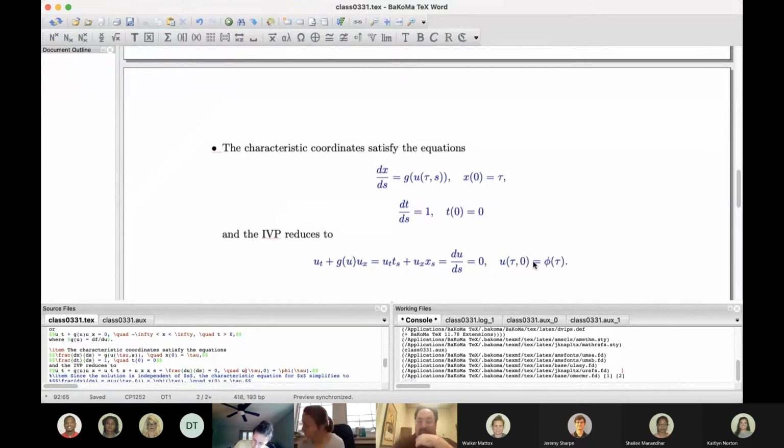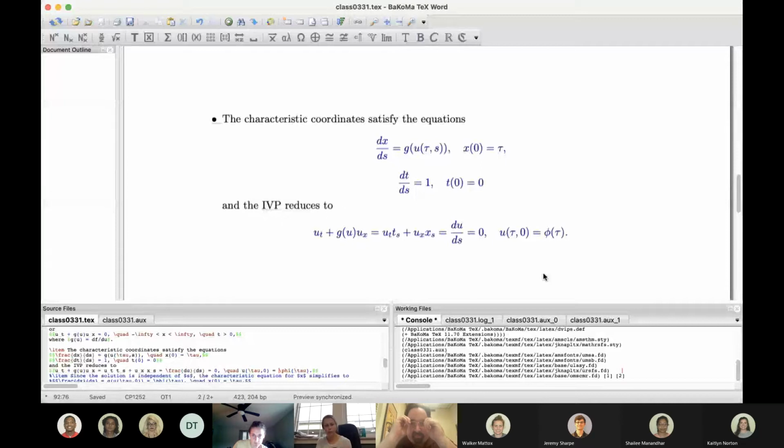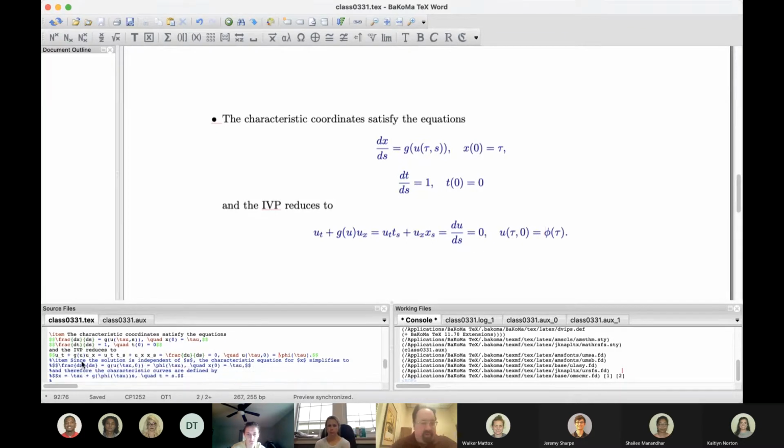Any questions up to this point as to where these equations came from? Now, fortunately, this ODE is quite simple to solve.